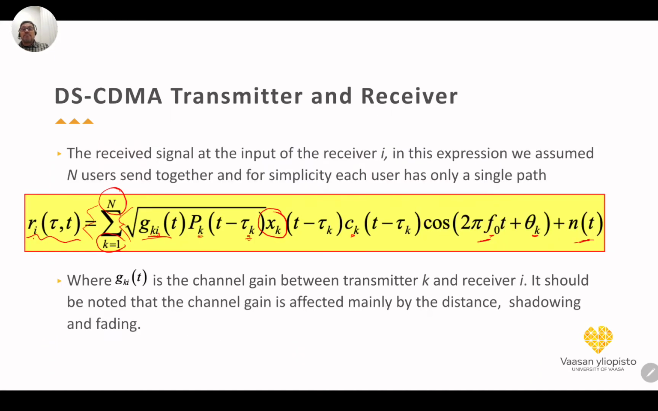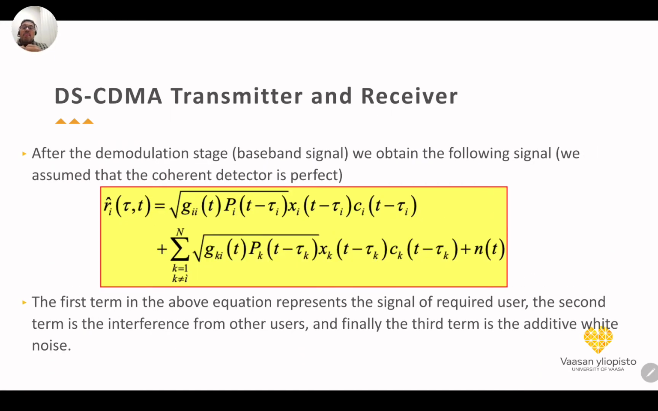Now what I did here, I just separated the signal from the intended transmitter from the signal from the other interference, because we have n transmitters, but the ith receiver wants to receive the signal only from the ith transmitter. So the others, for the ith receiver, are just interference. I don't like to receive them.